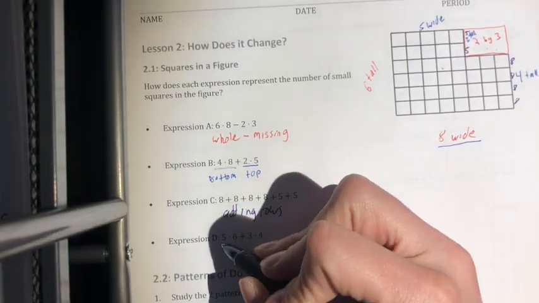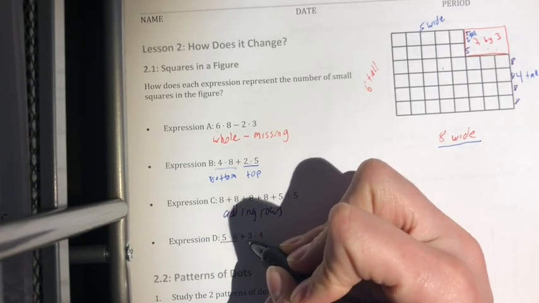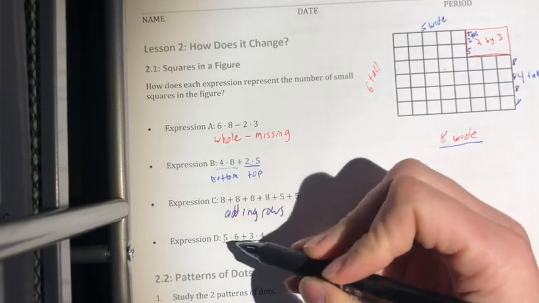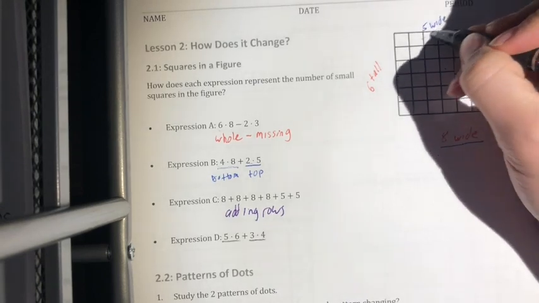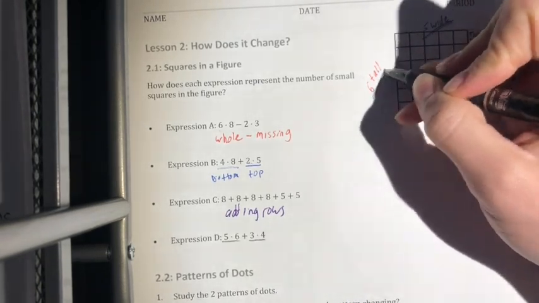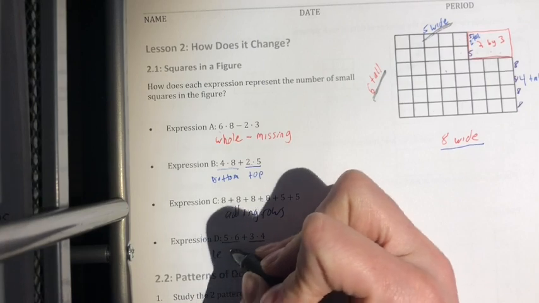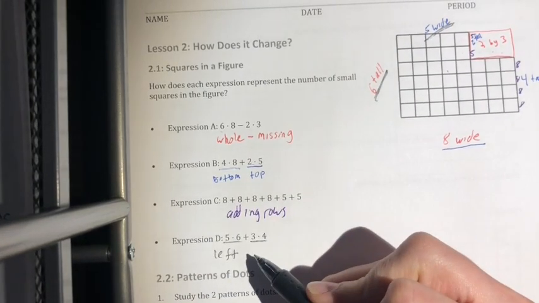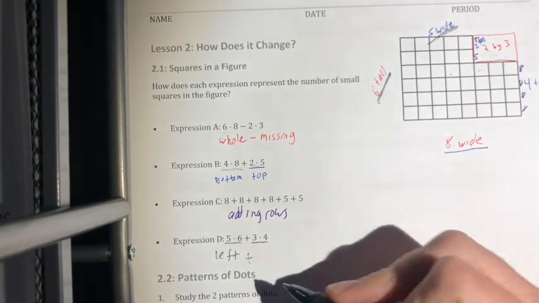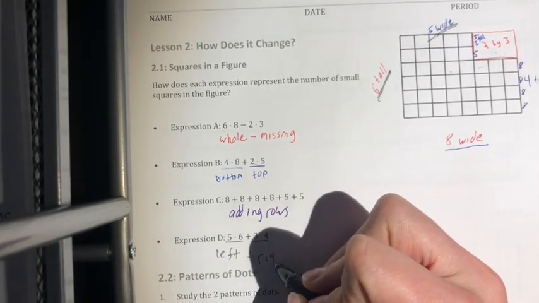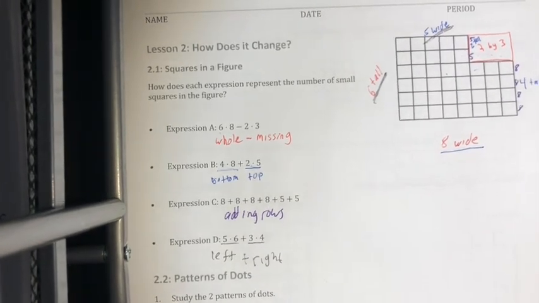And this one here, we have a 5 by 6 plus a 3 by 4. Let's see, that looks kind of like expression B, but 5 by 6 is really like that left piece plus 3 by 4, that's my right piece. So that's the 4 ways this is being expressed.